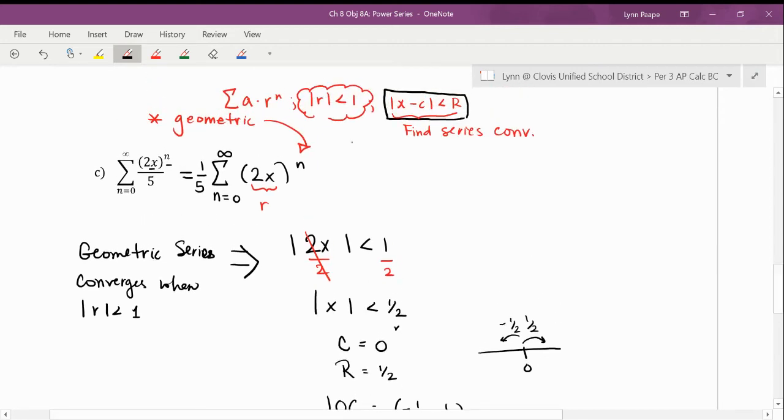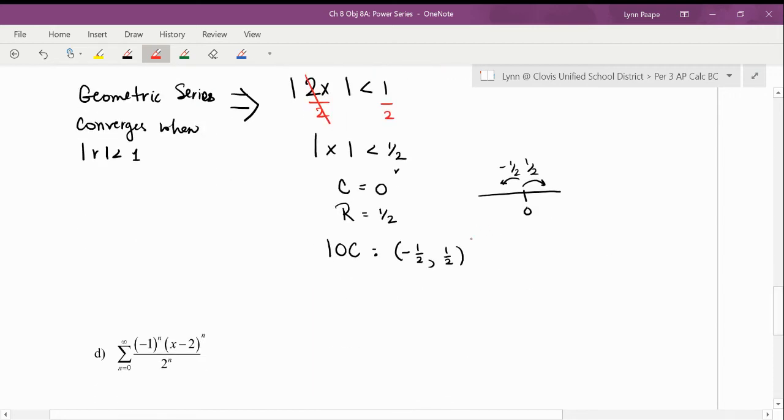So I know that because the ratio has to be strictly less than 1, right? It's not equal to 1, right? There's no bar there. So if it's not equal to 1, then that means that I cannot have close brackets here, right? So I know that X cannot equal 1/2. It will diverge. I know X cannot equal -1/2 because it would diverge.